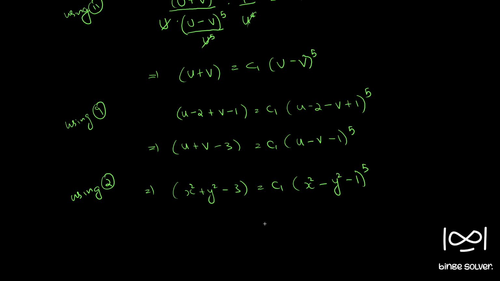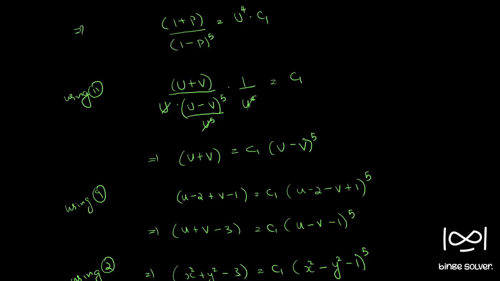Okay, let me check whether I made a mistake somewhere. u plus v. Okay, no, the final answer is x square plus y square minus 3 equals a constant into (x square minus y square minus 1) raised to 5. So this is the correct answer. So this is the solution.